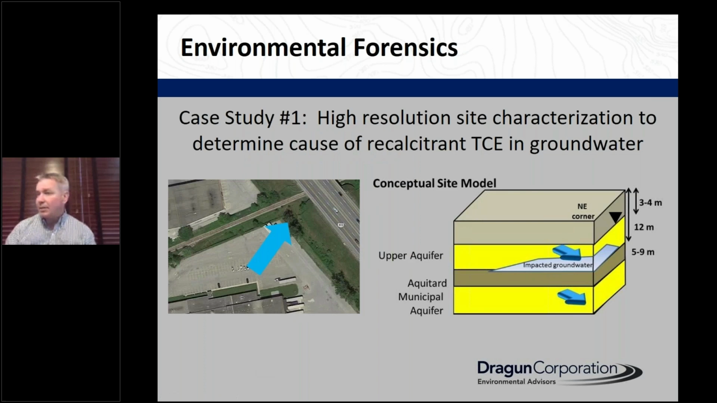So in this case study, we have a manufacturing plant with a known TCE source under the plant, and you can see the plant building on the picture on the left. The groundwater flow is towards the highway, as shown by the blue arrow. And in the conceptual site model on the right, you can see that the impacts are at the base of the upper aquifer, which is separated by a relatively thick aquitard from the municipal drinking water aquifer. The impacts in our case have migrated off-site and are part of a regional plume from multiple sources that's impacted the municipal aquifer.